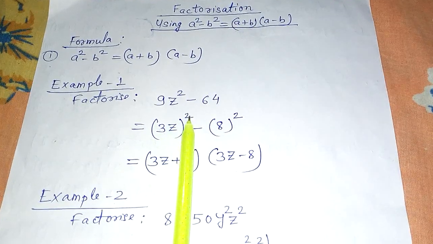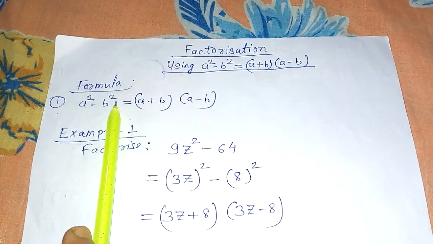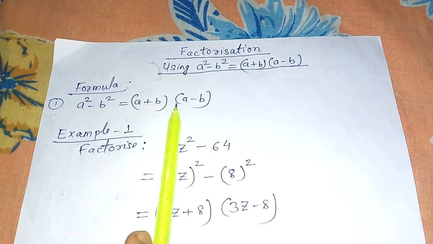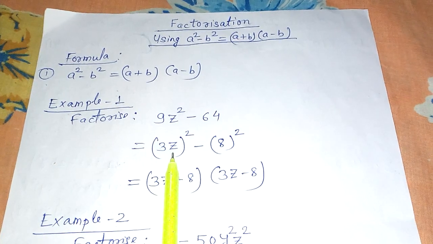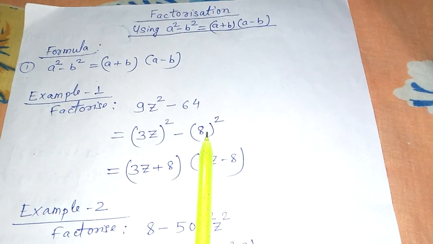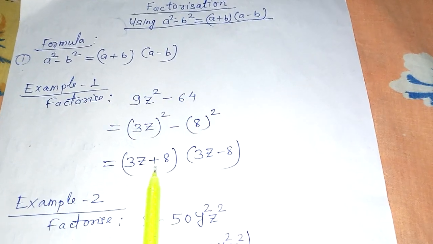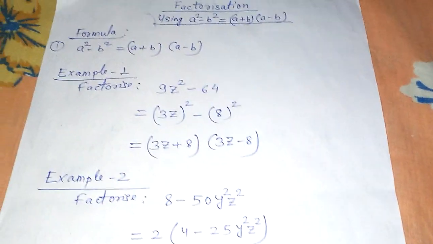Now you see here we have a square at the top, and the formula also has a square at the top. If this formula can become a plus b into a minus b, who is a here? Here a is 3z. Who is b here? 8 is b here. So a plus b into a minus b means (3z plus 8) into (3z minus 8). So this was a very simple example.